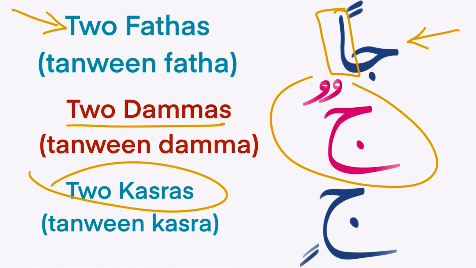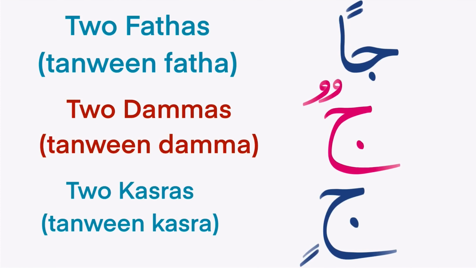How about this JEEM letter with tanween dhamma on top? Remember the 3 formats of tanween dhamma? How do you pronounce this one with tanween dhamma? Jun, jun. How about tanween kasra, 2 kasras? Jin, jin. And remember, tanween can only happen at the end of a word. Jan, Jun, Jin. Let's practice.